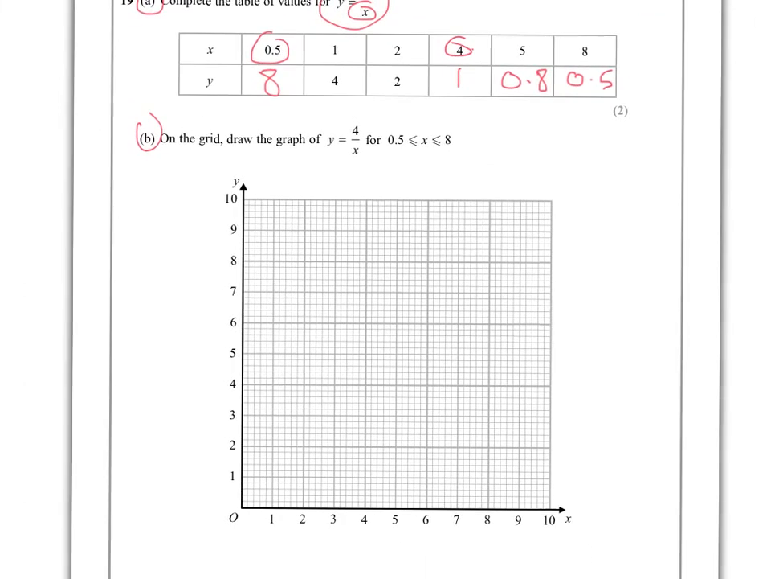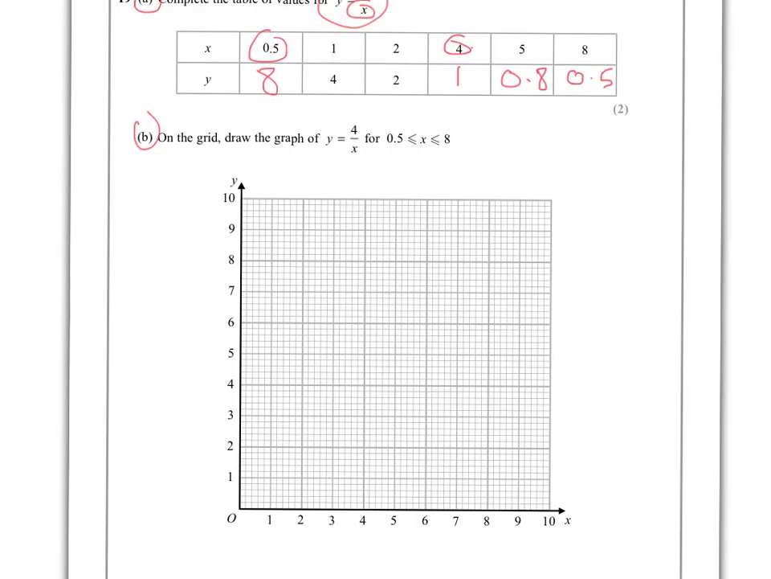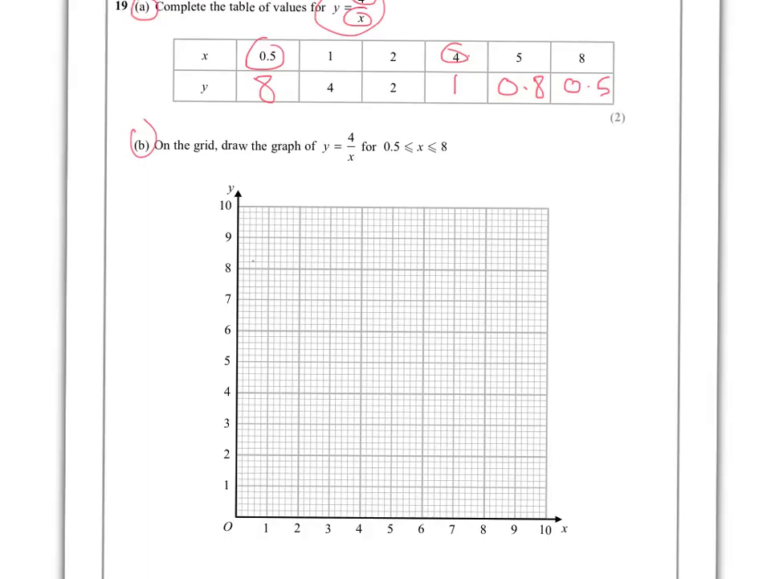And then we've just got to put those points into our table. So let's shrink this down again a little bit. So x is 0.5, y is 8. There we go on the graph. 1 against 4. Let's plot 2 against 2, and we're just putting all these points in, and then 4 across and 1 up. 5 and 0.8. There we go. And 8 and 0.5. And then we get one smooth curve through all the points with a nice sharp pencil, and that's what we've got there for 4 whole marks.